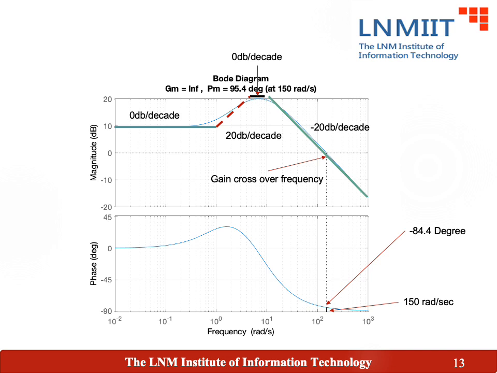In this example, we can see that the phase cannot go beyond minus 90 degrees. So therefore, no phase crossover frequency exists in your system. So therefore, we cannot calculate the gain margin in this case also.